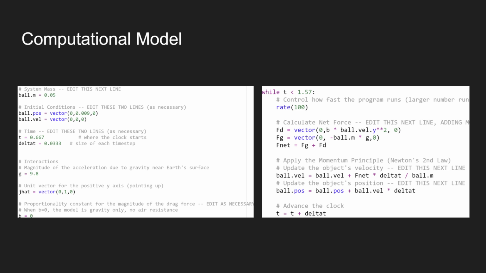And then on the left, we can see the forces we were talking about when we were talking about Newton's second law before. But only the force of gravity is actually getting applied here because the proportionality constant b is 0. And then below that, we can see the momentum principle being used to get our velocity update and our position update formulas.